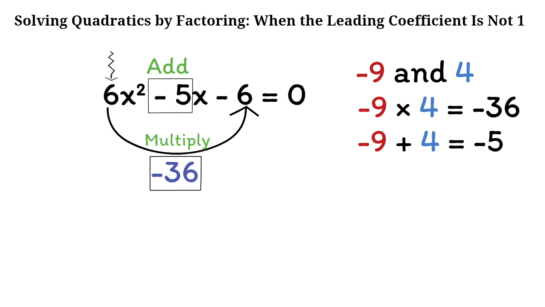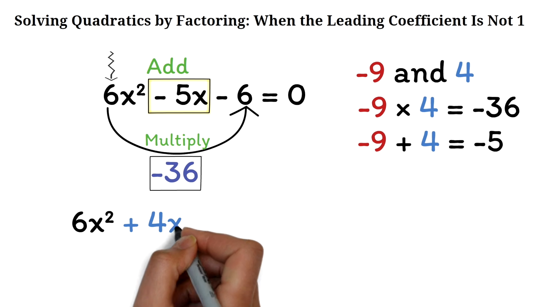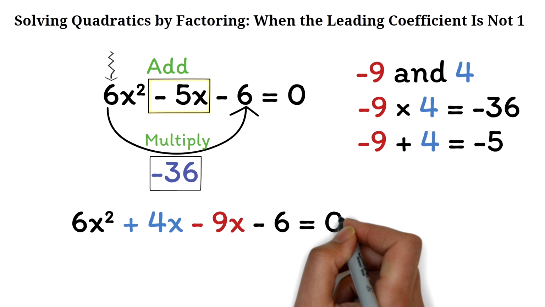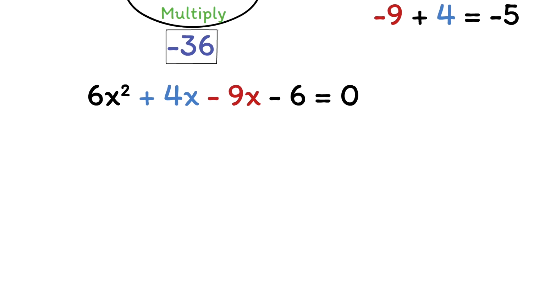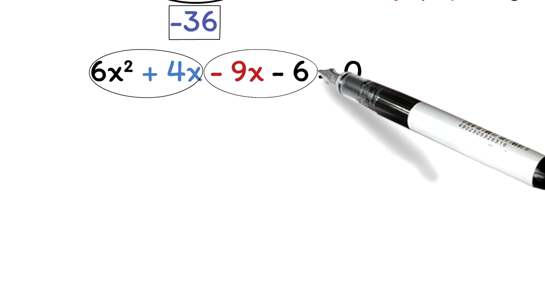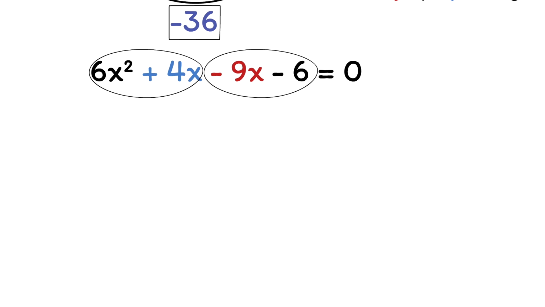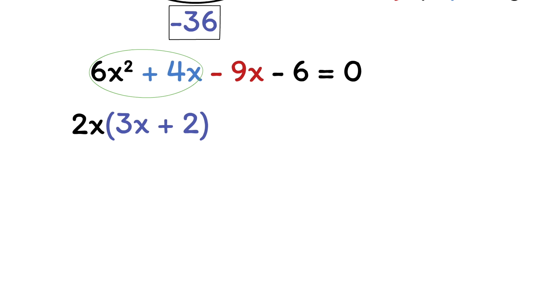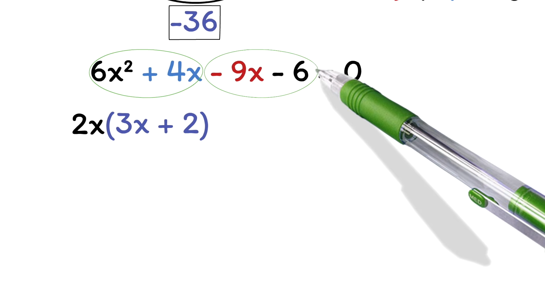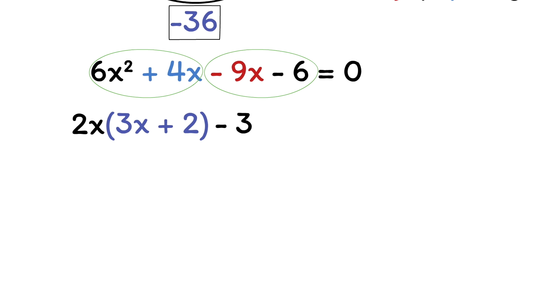Now we replace this negative 5x with the two values. So the equation becomes 6x squared plus 4x minus 9x minus 6 equals 0. Next, we group two terms each and factor the common terms in each group. For the first two terms, 2x is common to both. So we can factor 2x out. That leaves us with 3x plus 2. For the last two terms, we can factor negative 3 out. That leaves us with 3x plus 2.